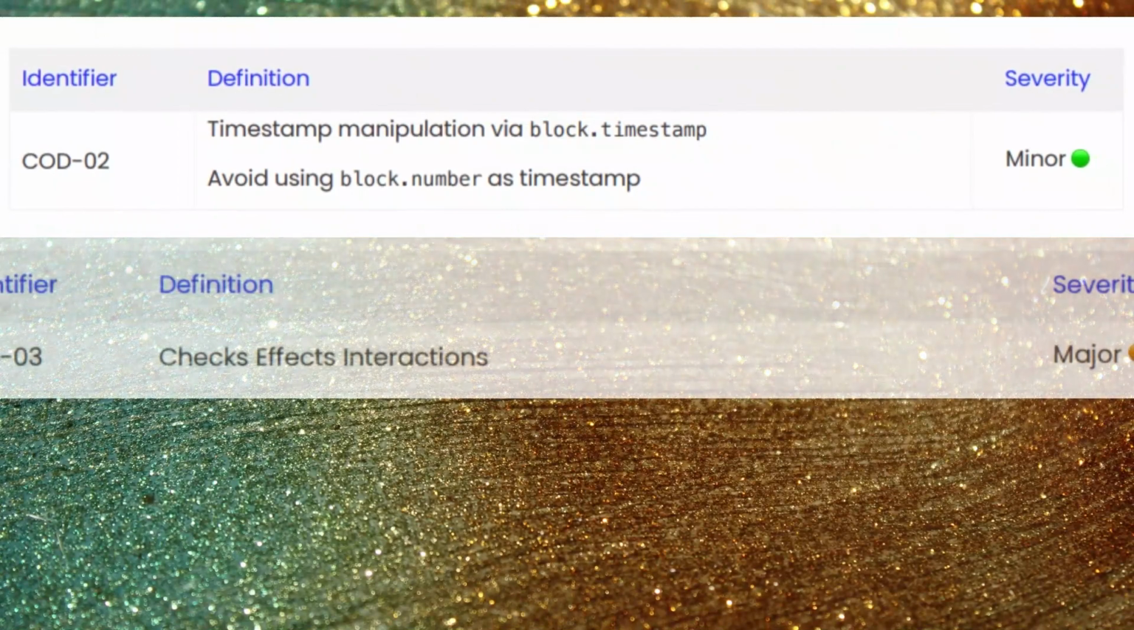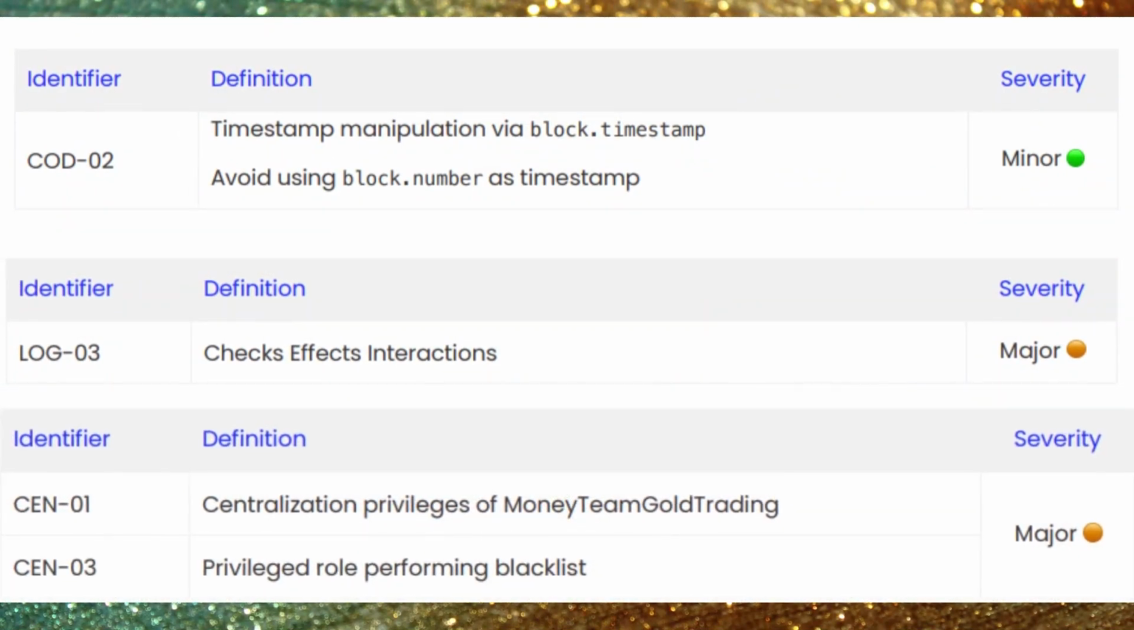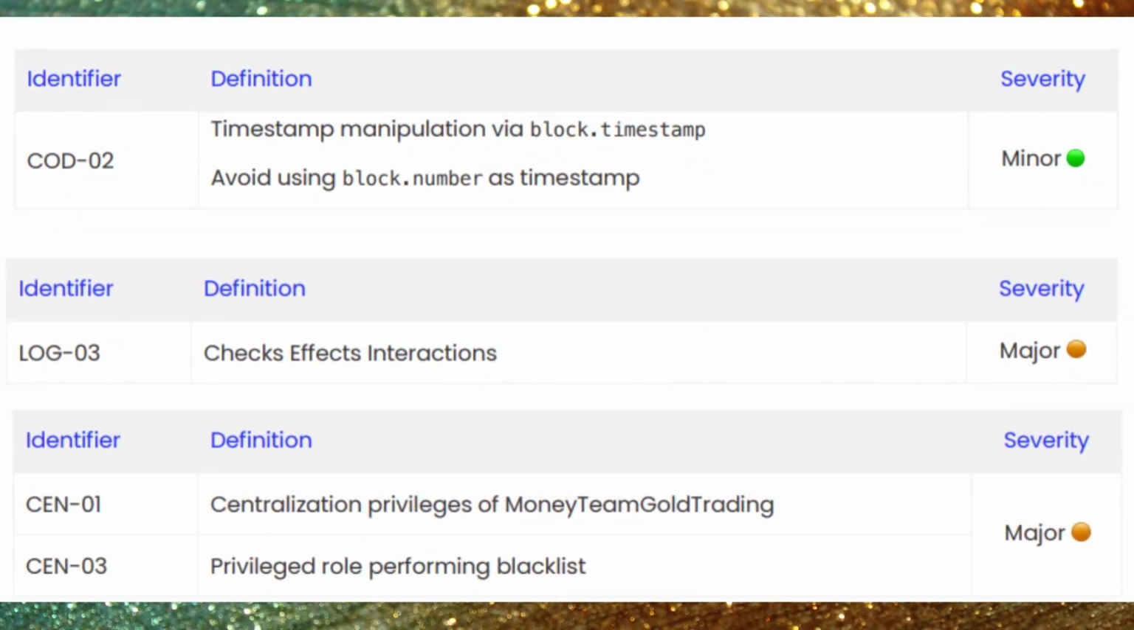There is the threat of centralization, whereas the team can blacklist wallets and they can also access the contracts' ins and outs easily. There's also the lack of the checks-effects-interactions pattern, which is an extra layer of security, by the way, that shields from external attacks. And there is as well the risk of block manipulations in regards to the reward distributions or even deposits.